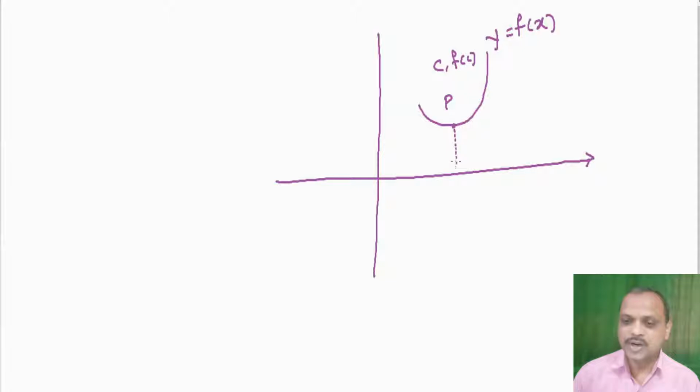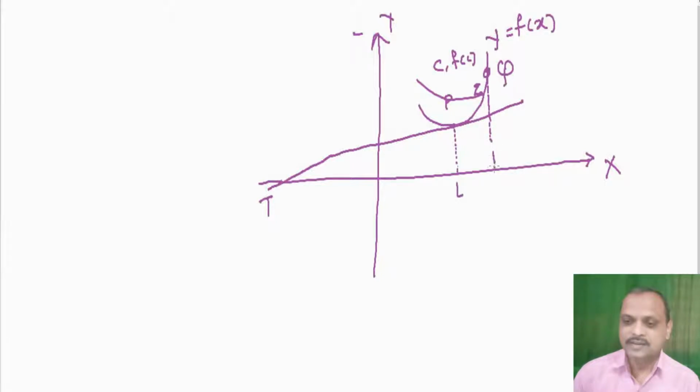So this is point L. Consider at this point a tangent line. Suppose this is the tangent and this tangent is crossing the x-axis. This is my x-axis and this is my y-axis. Okay, so let us take another point, this is Q, and draw a perpendicular to the x-axis. Then this is a capital M.